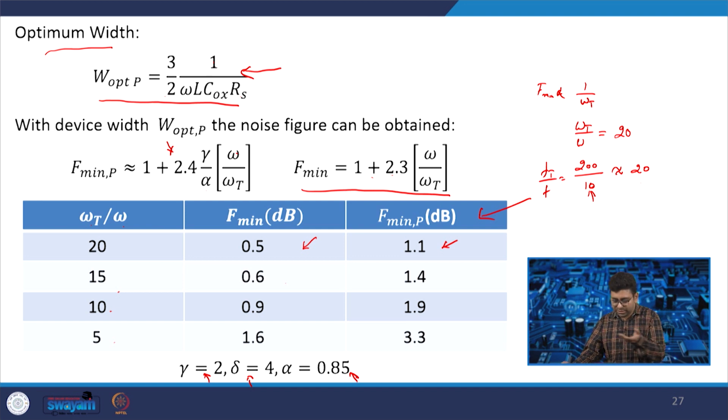Now, if you try to increase the frequency, omega t by omega is reducing, and that will increase the noise figure. So, this is the power match and the impedance match constraint, and while calculating this chart, gamma is considered as 2, delta is 4 and alpha is 0.85. So, this is the impedance match and power match. I think this is about the MOSFET noise.